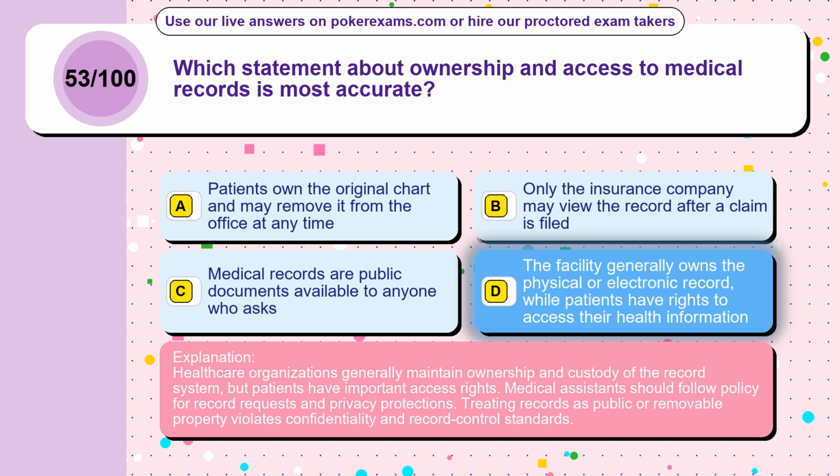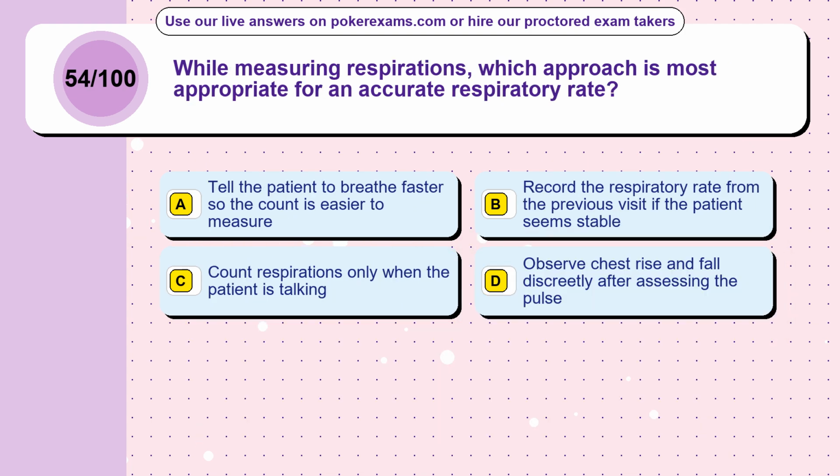Treating records as public or removable property violates confidentiality and record control standards. Question 54. While measuring respirations, which approach is most appropriate for an accurate respiratory rate?